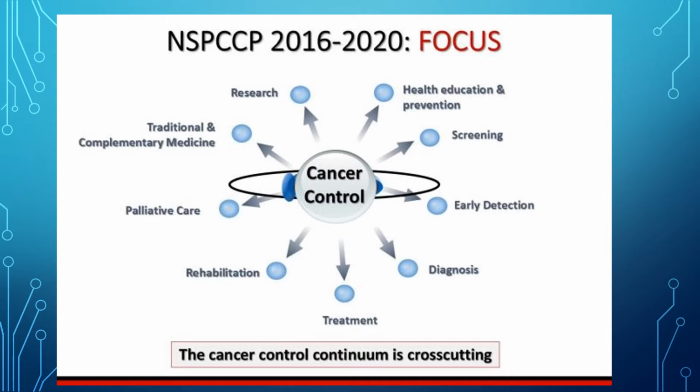Screening, the first part of screening, maybe we can detect the cancer early. Early detection, diagnosis, treatment, rehabilitation, it can still be treated and rehabilitated, and palliative care, and traditional and complementary medicine. So far I've not heard of any traditional or complementary medicine that is effective on cancer control.